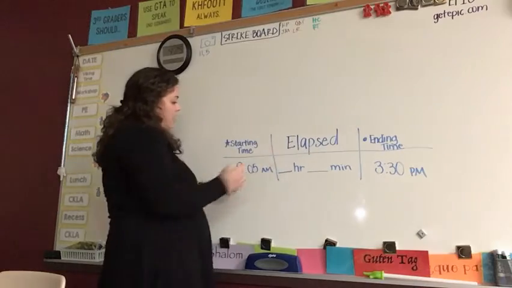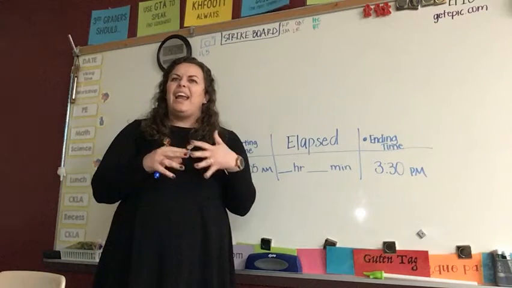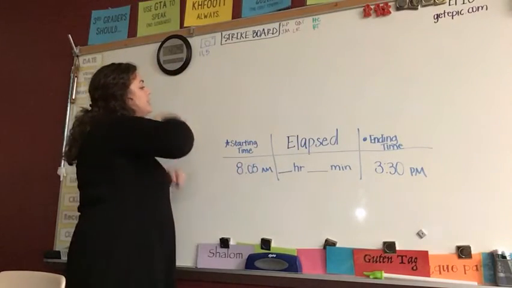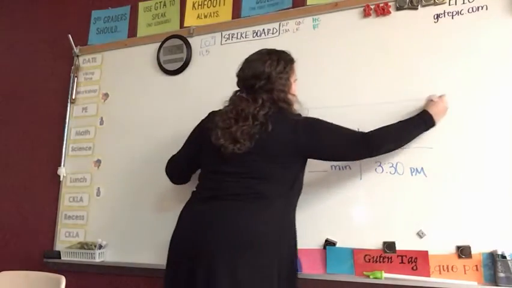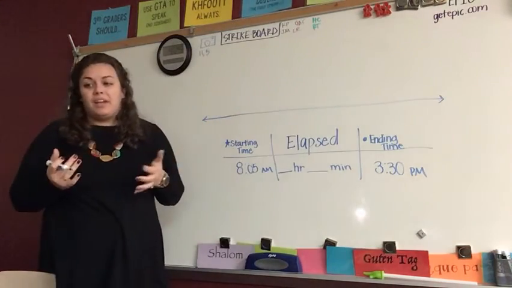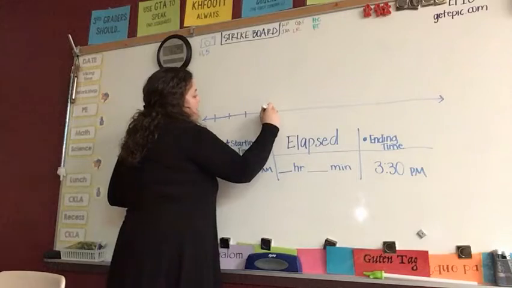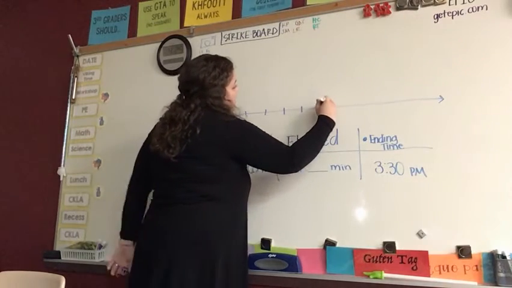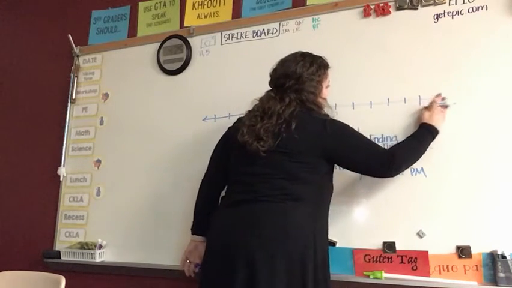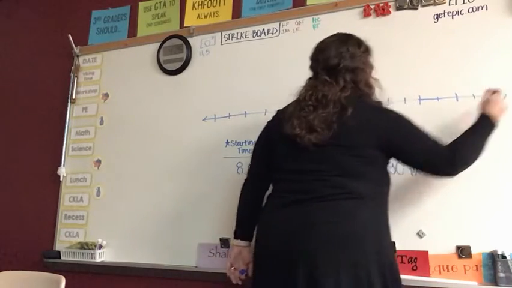So if we were going to figure out from 8:05 to 3:30, we would need to think about how much time has passed. A great tool that we use for this is a number line. It would be showing a lot of hours, so let me get this going big. Maybe I've got a number line that has 8 o'clock, 8:30, 9 o'clock, 9:30, 10 o'clock, 10:30, 11 o'clock, 11:30, 12 o'clock, 12:30, 1, 2, 3, and 4. We'll go ahead and do that.